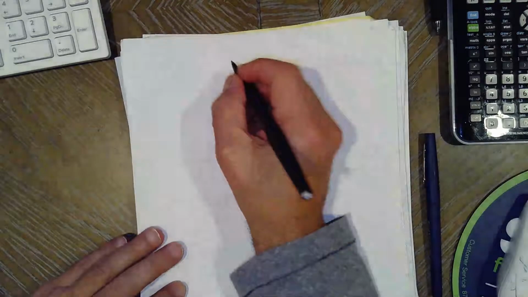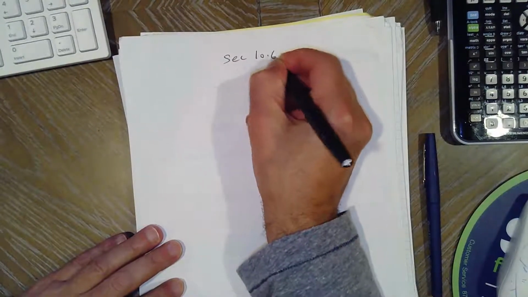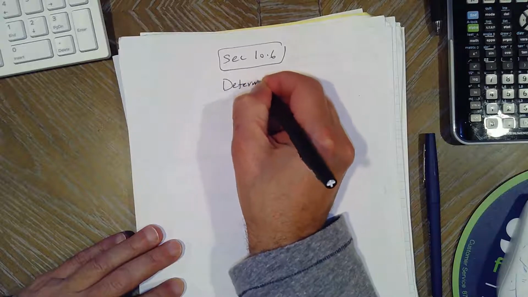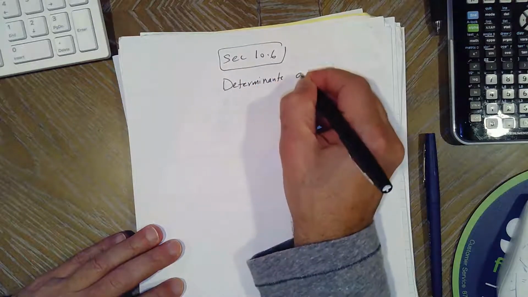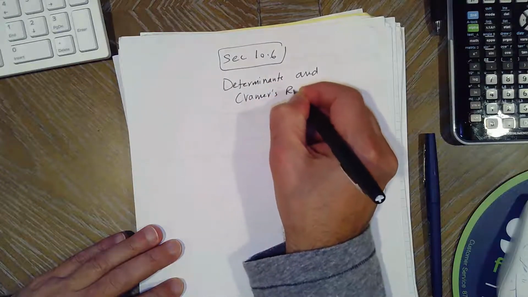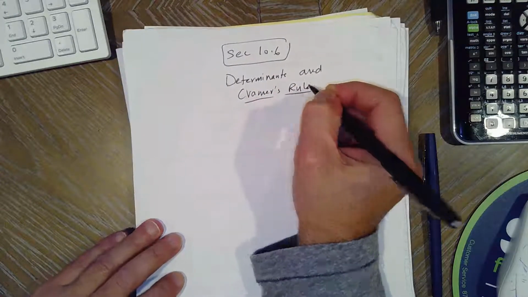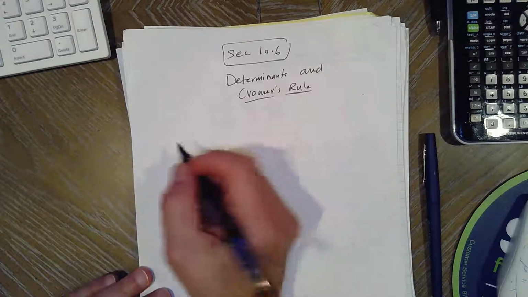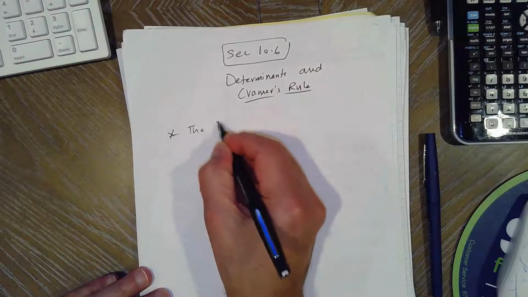So today I want to continue with 10.6, determinants and Cramer's Rule. In this section we are going to learn a new rule for solving systems of equations, called Cramer's Rule, and it uses determinants. So let's first discuss determinants.